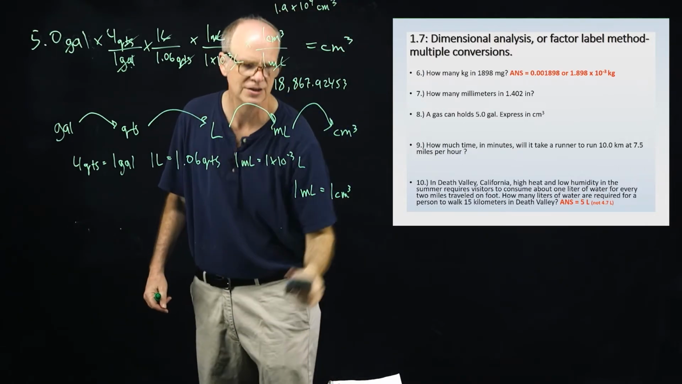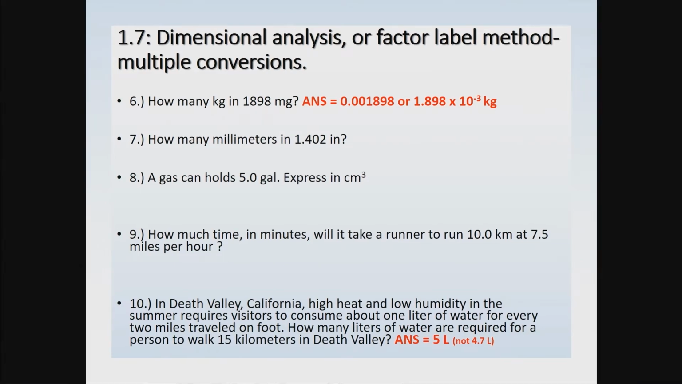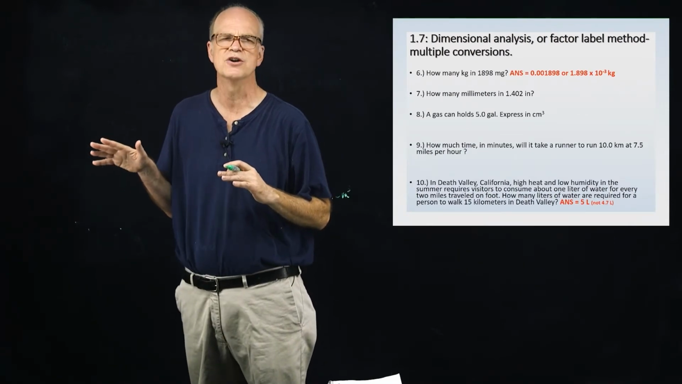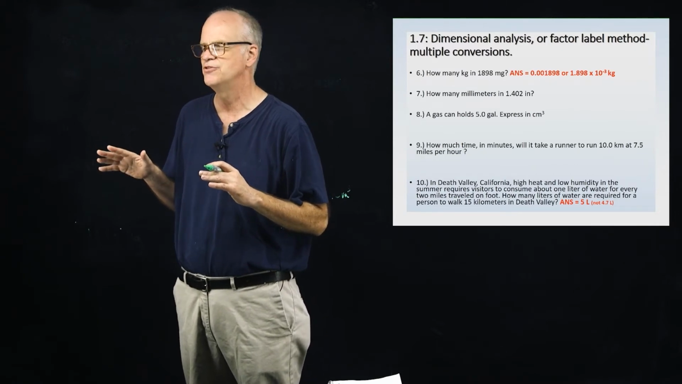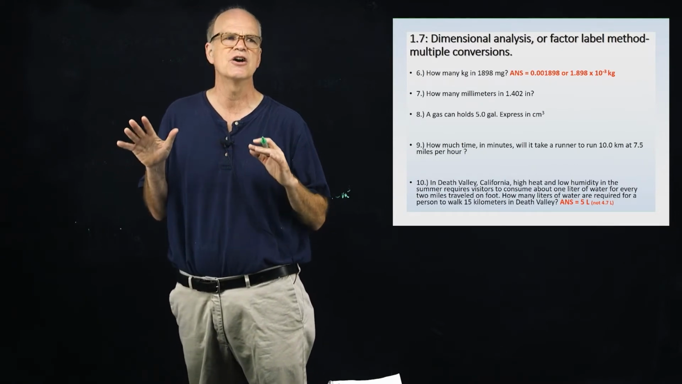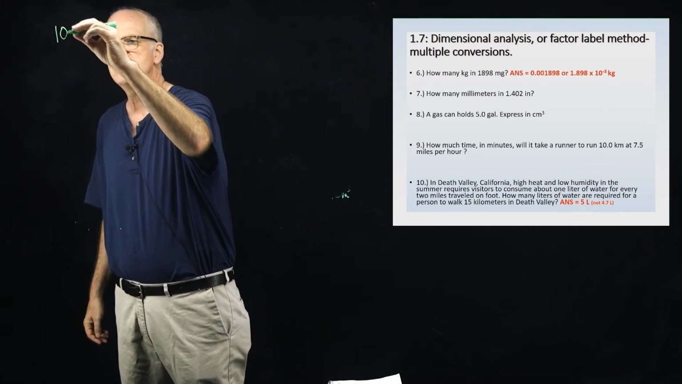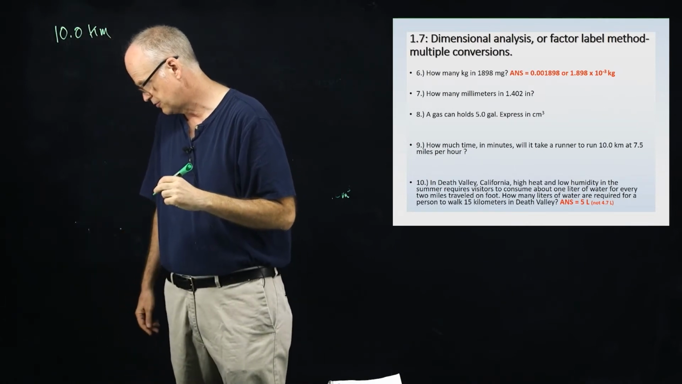Okay, let's move on. Next problem is a little trickier. How much time in minutes will it take a runner to run 10 kilometers at 7.5 miles per hour? I think the problem with this particular problem is that rather than one piece of numerical information, we have 2 pieces of numerical information, and so it may be a little confusing as to how to start. So I'm just going to throw up the information that we have and talk about it, and maybe something will become a little more clear in a second.